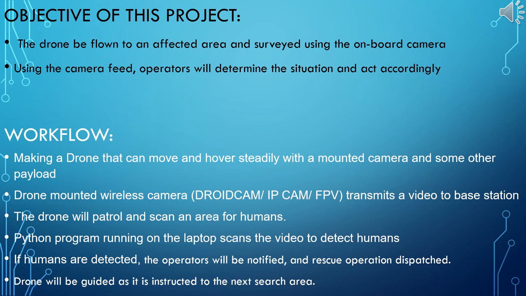Our workflow: making a drone that can move and hover steadily with a mounted camera and some other payload. The drone-mounted wireless camera transmits video to the base station. The drone will patrol and scan for humans. A Python program running on the laptop scans the video to detect the humans. If humans are detected, the operators will be notified and a rescue operation dispatched. The drone will then be guided to the next search area.